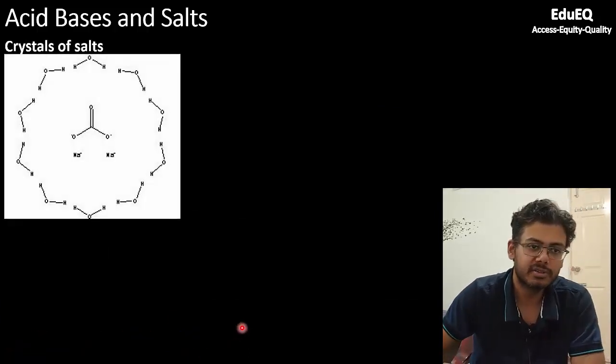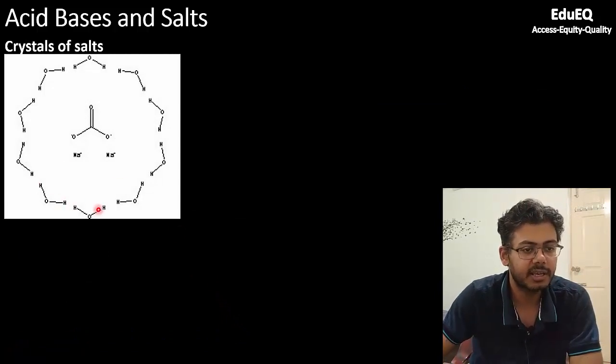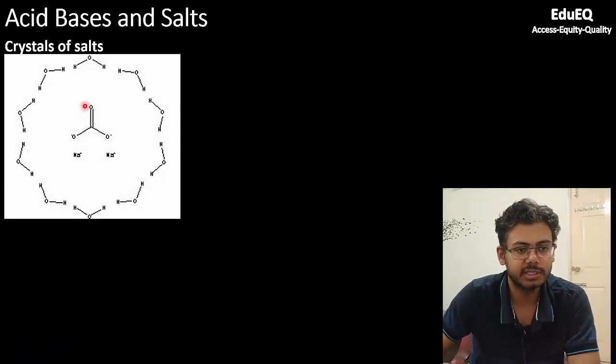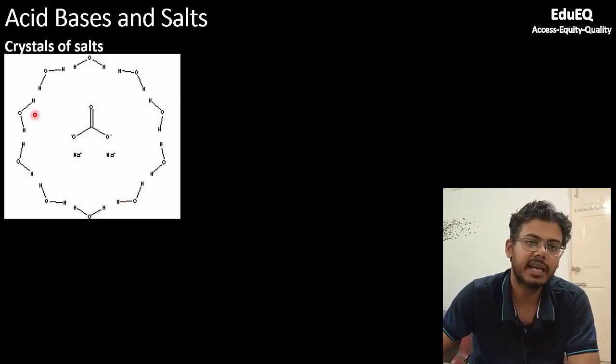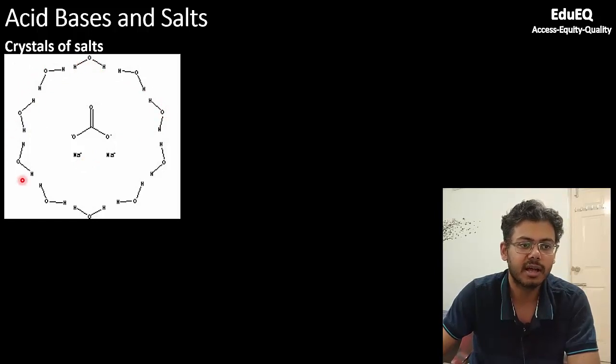Now moving to crystals of salt. The first salt that you are seeing here is nothing but Na2CO3. This is carbonate. These are two sodium ions. These are surrounded by 10 water molecules. So these are called crystals of salts, and these molecules are called water of crystallization.